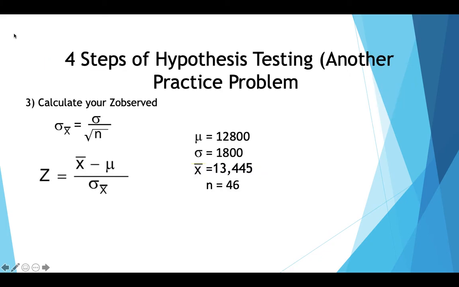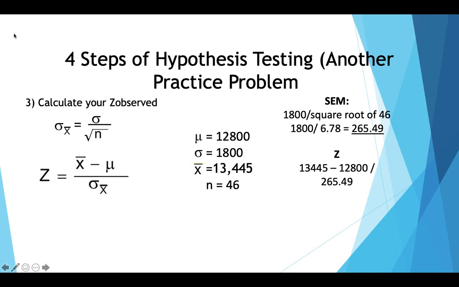Now let's calculate our z observed. We're first going to do our standard error of the mean, in which we take 1,800 and divide by the square root of 46, which is 1,800 divided by 6.78, and that gives us a value of 265.49 as our standard error of the mean. For our z-test, we're going to take our population mean and subtract that from our sample mean, so 13,445 minus 12,800, and then we'll divide that by our standard error of the mean. We get a value of 2.43.